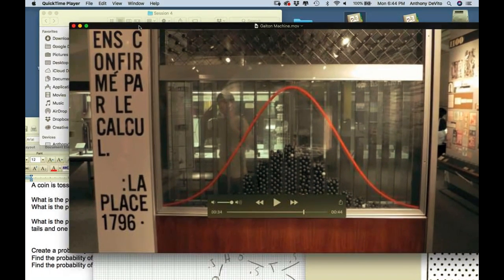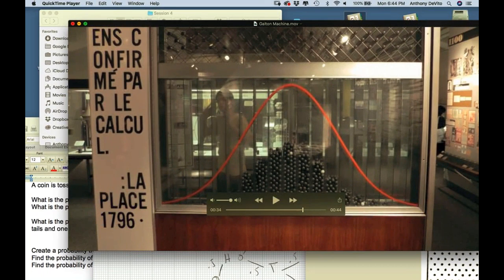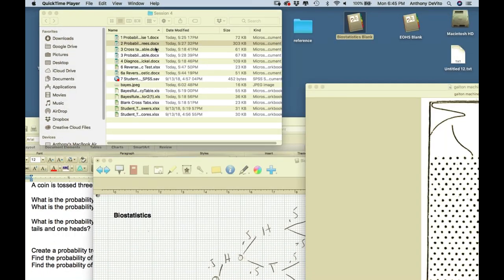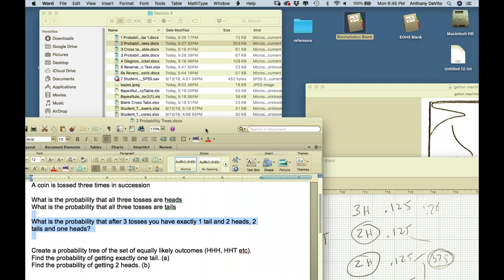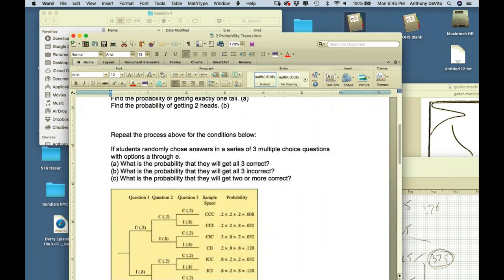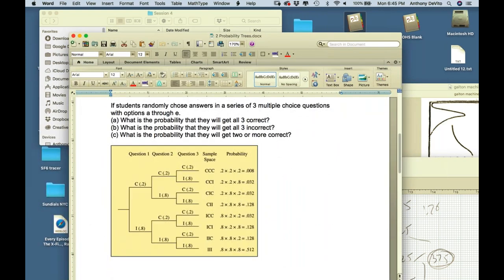So at any rate, this is a Galton machine. Now, let me get that out of the way. So I just want to point out another possibility here for our table. And that is, in this case, just so you know, it doesn't just work for a situation where the probability is 50-50. It's working this way because it's a binomial outcome, right?